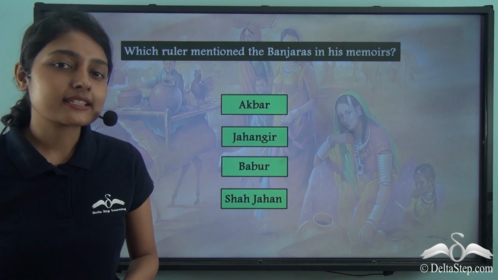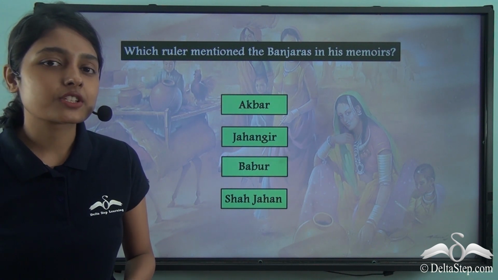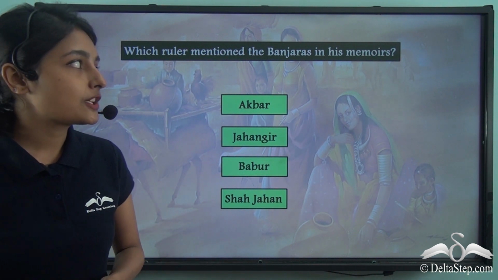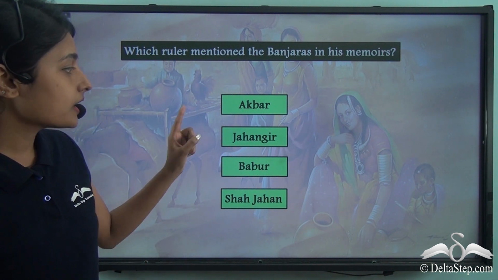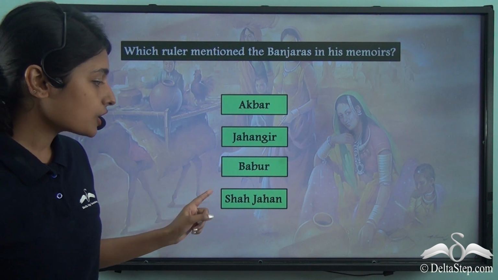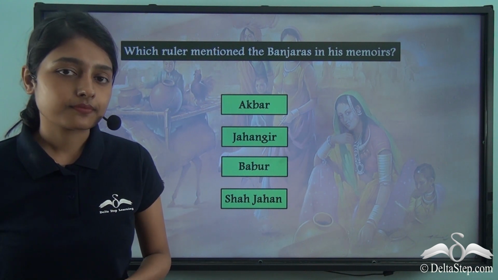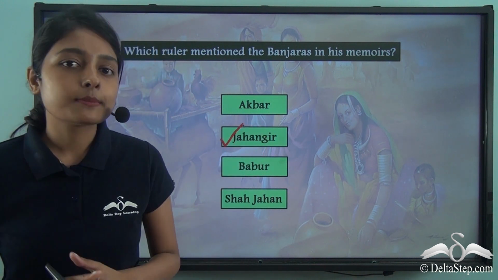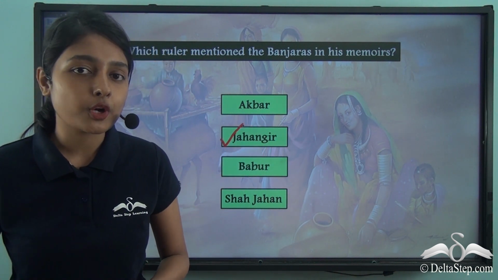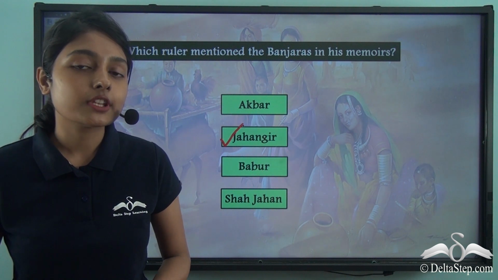Before proceeding with this lesson, let me ask you a question quickly. Which ruler mentioned the Banjaras in his memoirs? Was it Akbar, Jahangir, Babur or Shah Jahan? Well, the correct answer is Jahangir. It was the Mughal Emperor Jahangir whose memoirs contained mentions of the Banjaras.